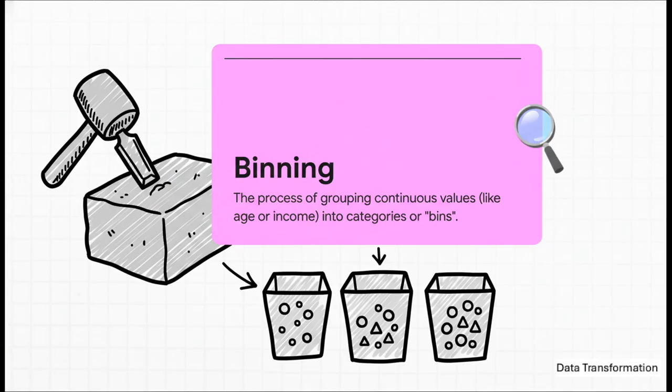It sounds technical, but it's simple. You just take a range of numbers, like age or income, and you group them into these neat little categories, or bins. It's how we go from looking at every single person to seeing the patterns within different groups.